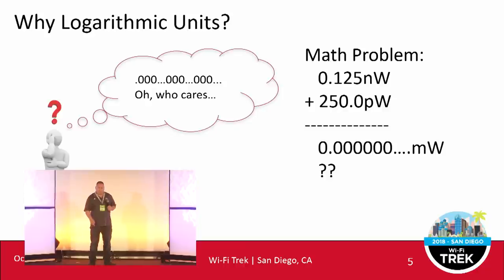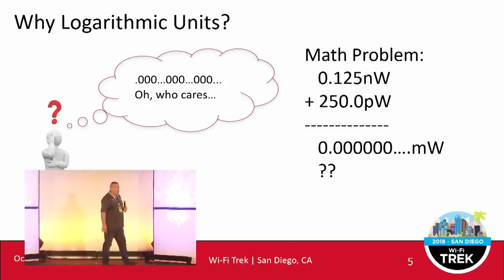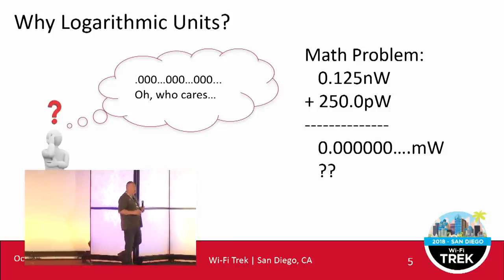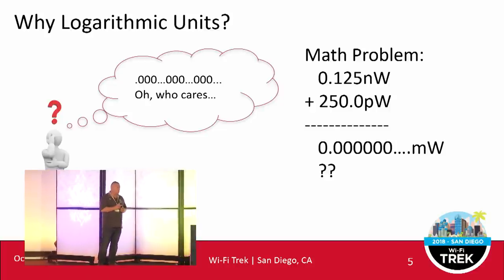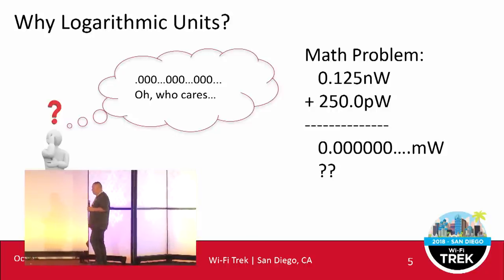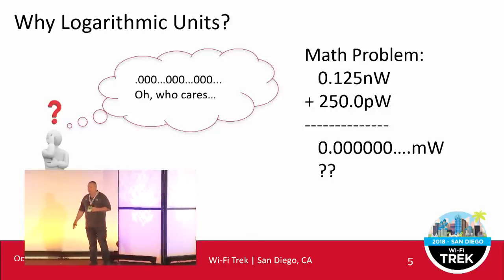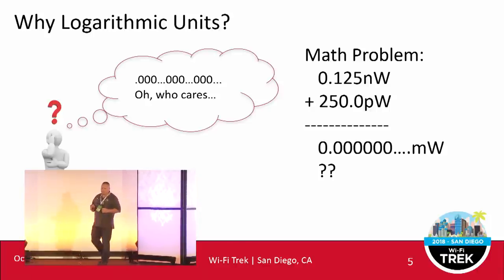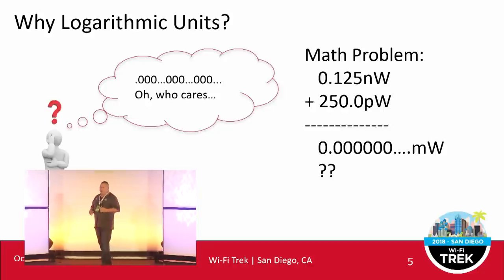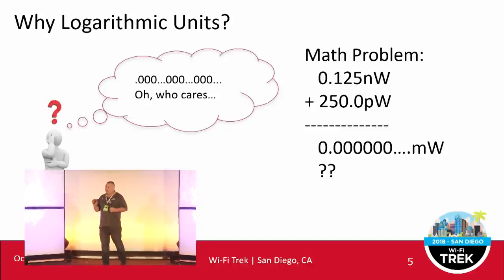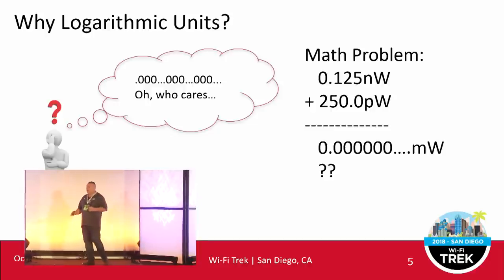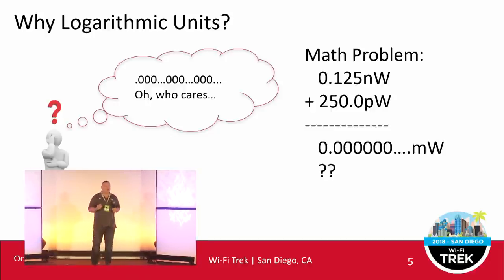So moving on. Math problems. If you stay on the linear side in milliwatts, and I hear a lot of folks talking about milliwatts, even this week in my class, it was milliwatts this and milliwatts that. I'm like, oh, we've got to stop that. We've got to stay in dBm, stay with dB of change, dBi of gain for antennas and so on. Here's an example. 0.125 nanowatts, and it's not quite enough power, so we're going to need to bump that up to 250 picowatts. So obviously you can all do that in your head very quickly.